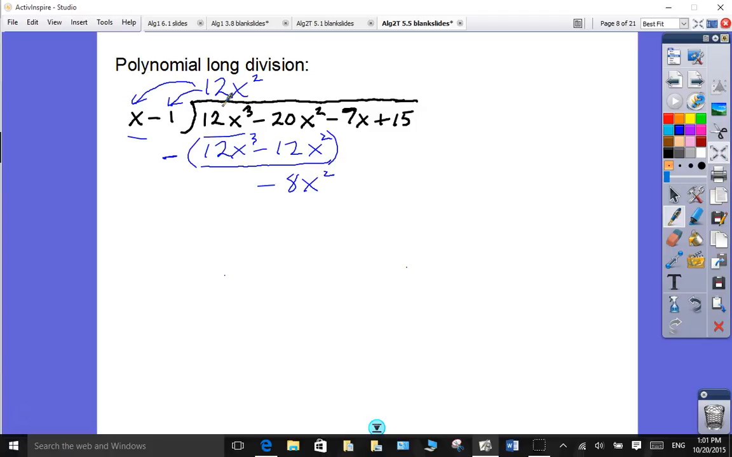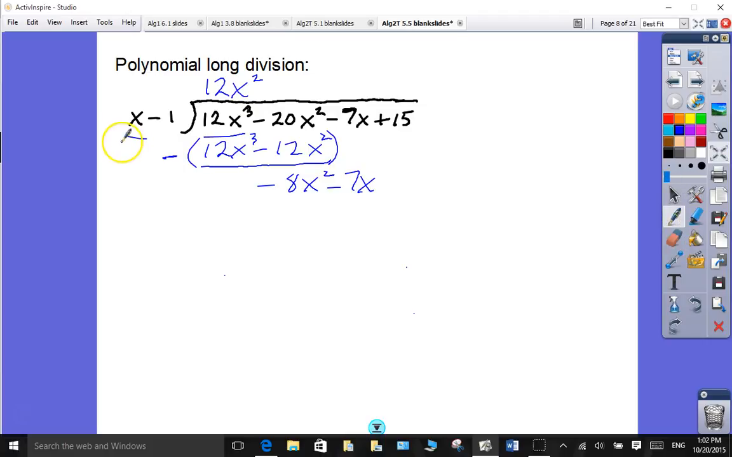What do you normally do in long division at this point? You've done your subtraction, but you're not done yet. What do you do next? You bring down digits, right? And here we're going to bring down the next term, minus 7x. Then we're going to repeat the process.